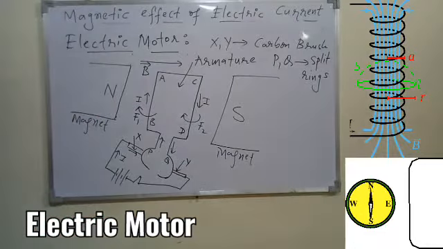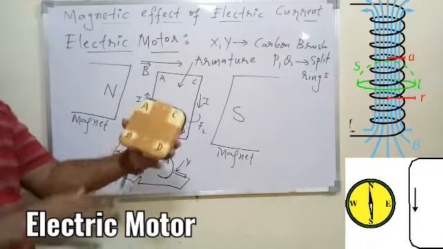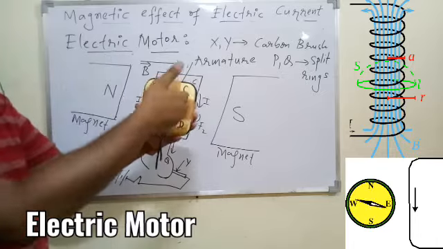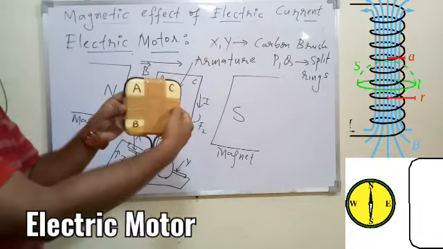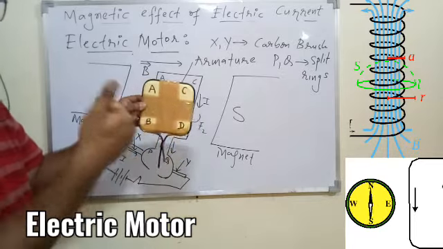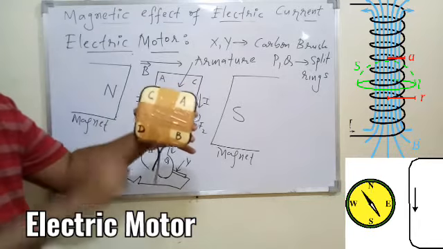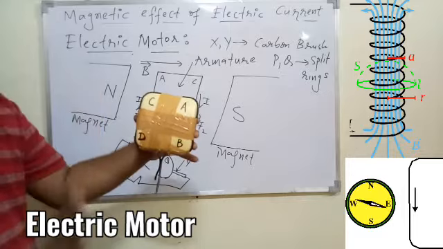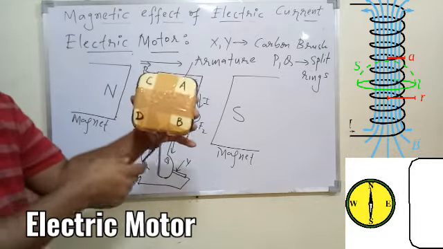What will happen? Finally this coil will rotate. This is the structure: this portion is getting force inward, this portion is getting force outward. Once it gets the force upward, downward, outward, inward, it will rotate. I hope this part is clear. So finally the half rotation is done. And when the half rotation is done, what will happen?